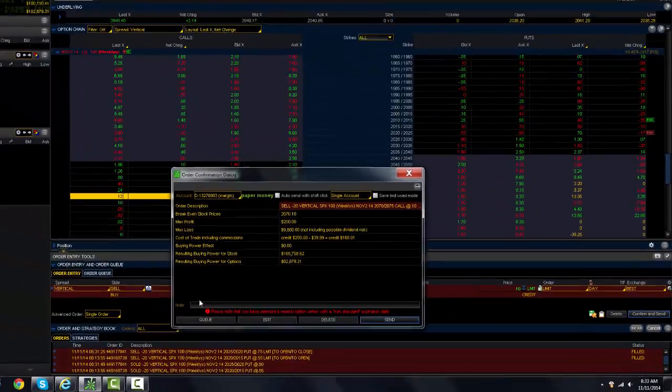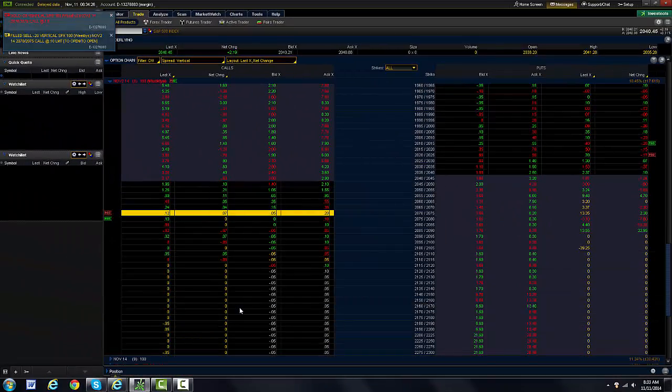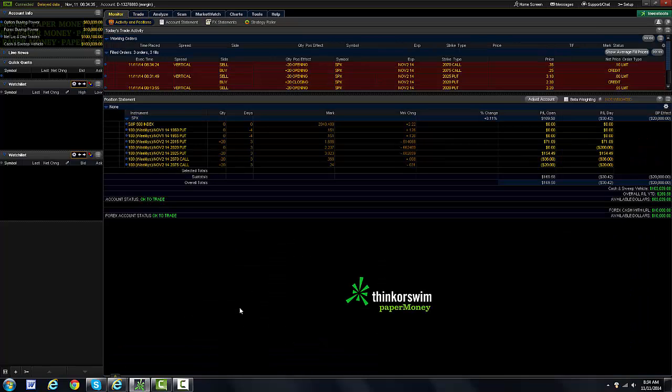So we're going to send this, and it was filled immediately. We sold that call spread. You can monitor your trades daily by looking at your filled orders and then your position statement, or however your brokerage platform is set up. Essentially, they're all the same. Just be sure that you are in the right direction, that you're selling a call or selling a put. If you see debit anywhere, you know that you made a mistake. It always has to say credit.